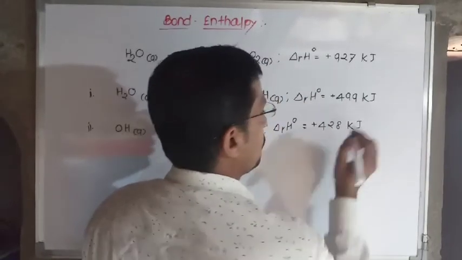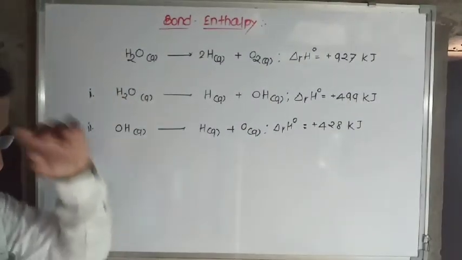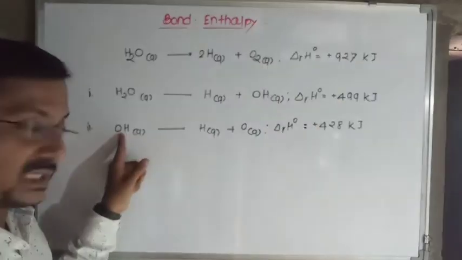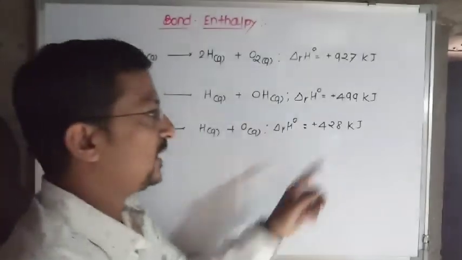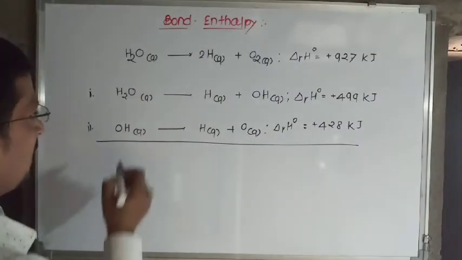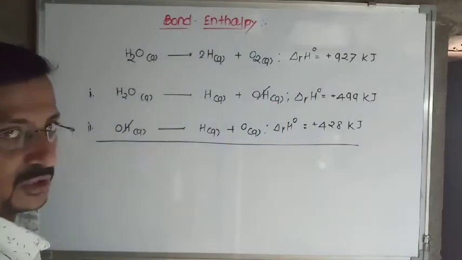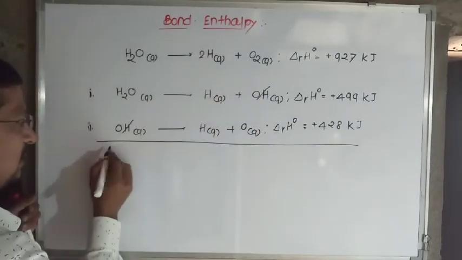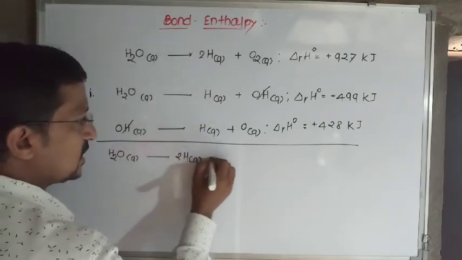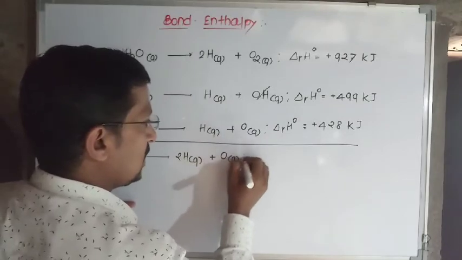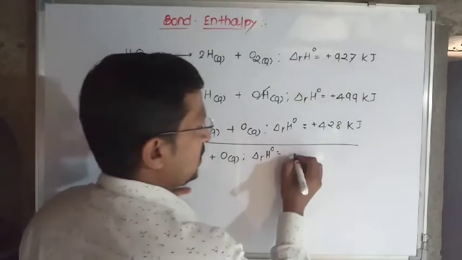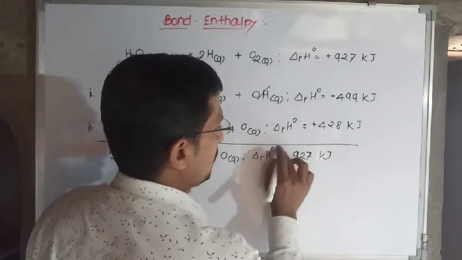Both are positive kilojoule values. If you carefully observe, for breaking the first oxygen-hydrogen bond the energy required is 499, and for breaking the second, the last oxygen-hydrogen bond, it is 428. And if you add these two reactions, the OH and OH cancel. Taking what is on the left to the left and what is on the right to the right, H2O gas converts into 2 hydrogen gas plus one oxygen. The overall enthalpy change is the addition, so it is 927 kilojoule. This much amount of energy is required.